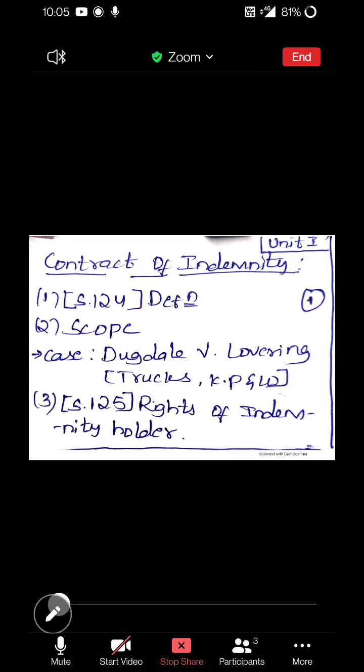The court held that the promise of indemnity still holds good, and the defendant will have to cover the losses incurred by the plaintiff because it was an implied promise of indemnity. Rights of indemnity holder.